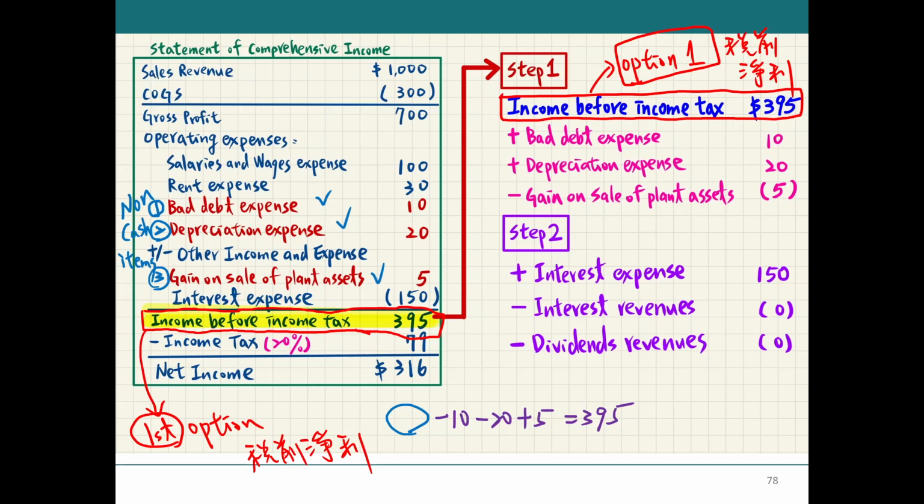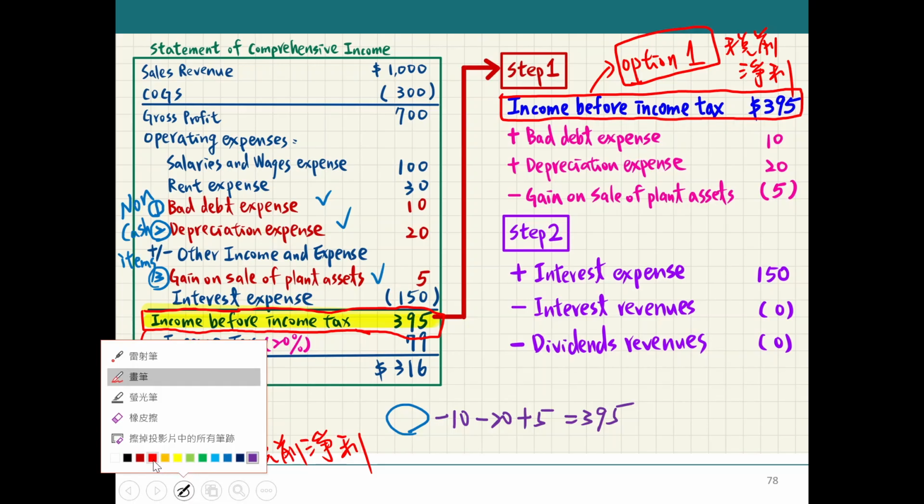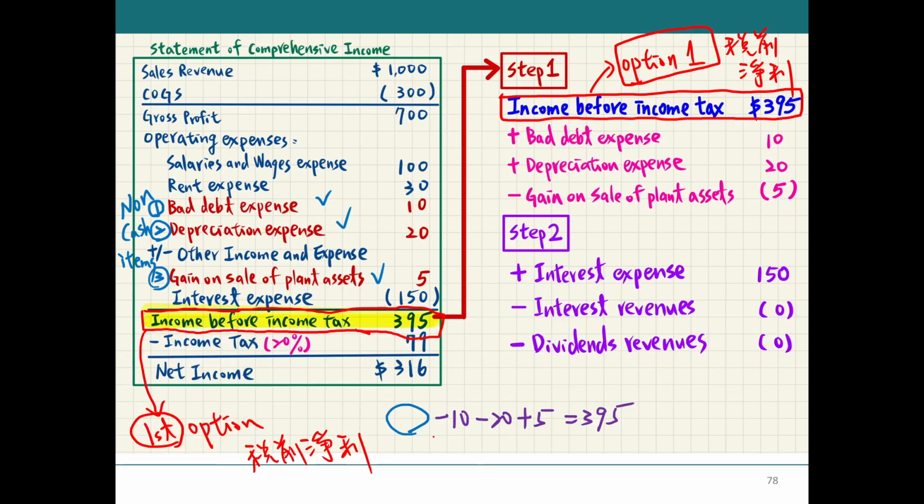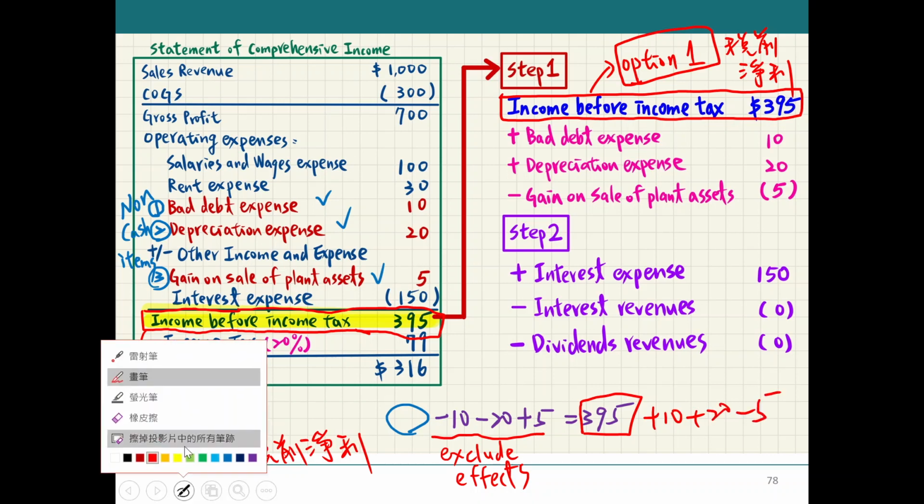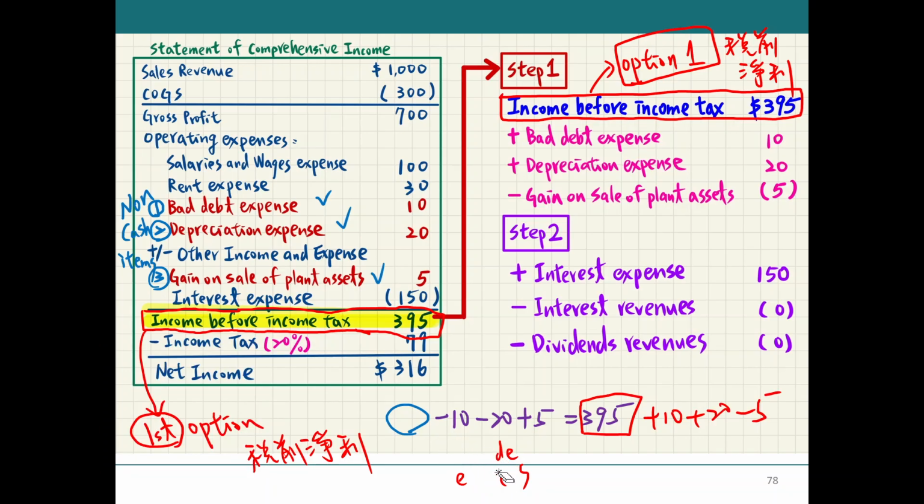Move to the other side, right? So means minus, plus, minus, plus, plus, minus, right? So that's how we exclude their effect. If minus, you should plus. If plus, you should minus, okay? So want to exclude their effect, how? Based on the start point, you should plus 10, plus 20, minus 5, okay? So based on this, we could exclude their effect.